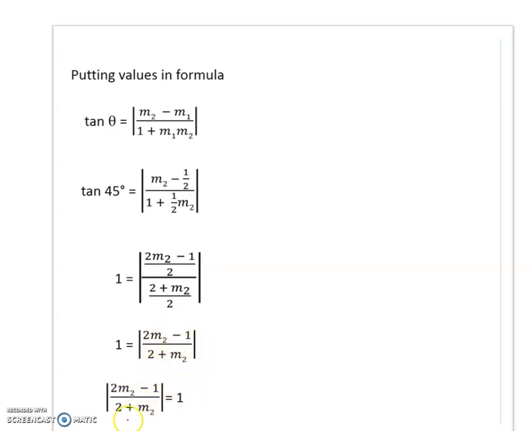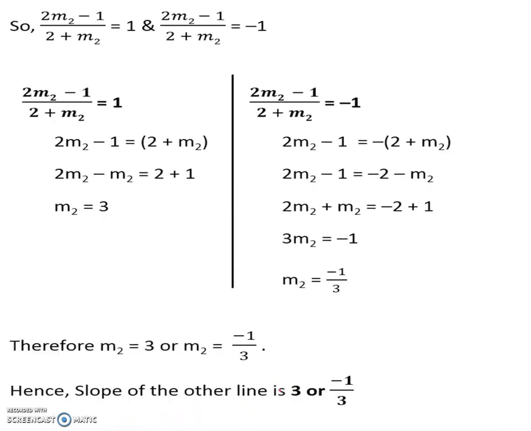So 2m2 minus 1 upon 2 plus m2 is equal to 1. We simplify by cross multiplication. Because of the modulus, we know that it is +1 or -1. If we take 2m2 minus 1 upon 2 plus m2 is equal to 1, then by cross multiplication 2m2 minus 1 is equal to 2 plus m2. So 2m2 minus m2 is equal to 2 plus 1, and m2 is equal to 3.